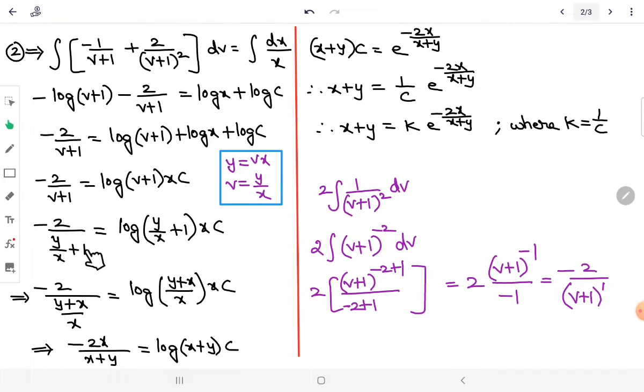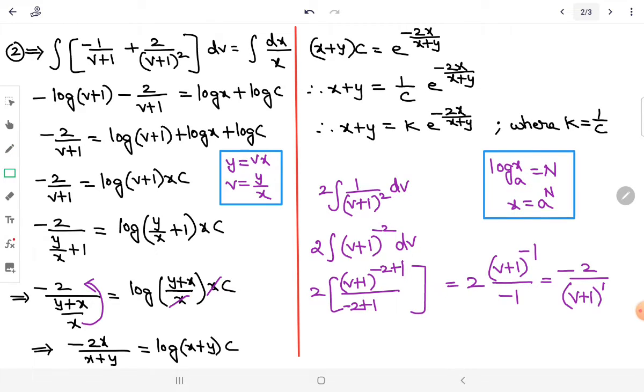And then here let's take the LCM in the denominator. So x is the LCM, so you will get y plus x. And here also let's take the LCM. Now clearly your x and x get cancelled, and this x comes to the numerator as you take the reciprocal. So you will get minus 2x by (x plus y) is equal to log of (y plus x) or (x plus y) into c. Now we know this one: log x base a is equal to n. From this, what is x equal to? Base power n. Okay, this is the formula. If it is in logarithmic form, we can convert it into the exponential form like this.